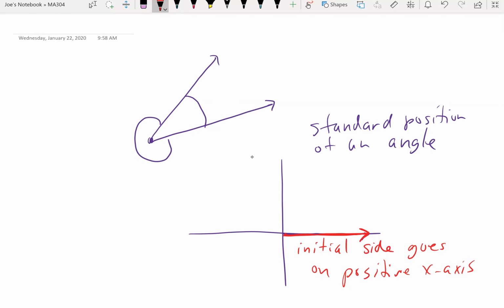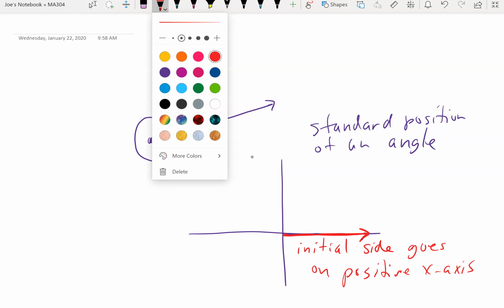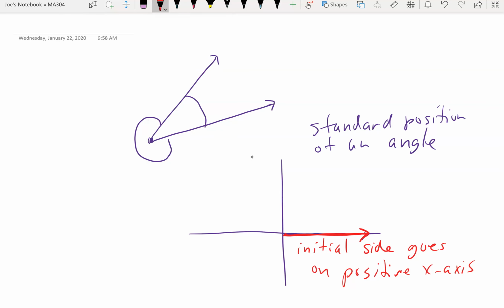Then your other side lands where it lands. In this case, I would think about taking whatever this angle is and rotating it around so maybe this side hits right here. That second side lands where it lands. We refer to that as the terminal side. And that's what we have for standard position. The important part is that your vertex goes at the origin, and one side goes along the positive x-axis.